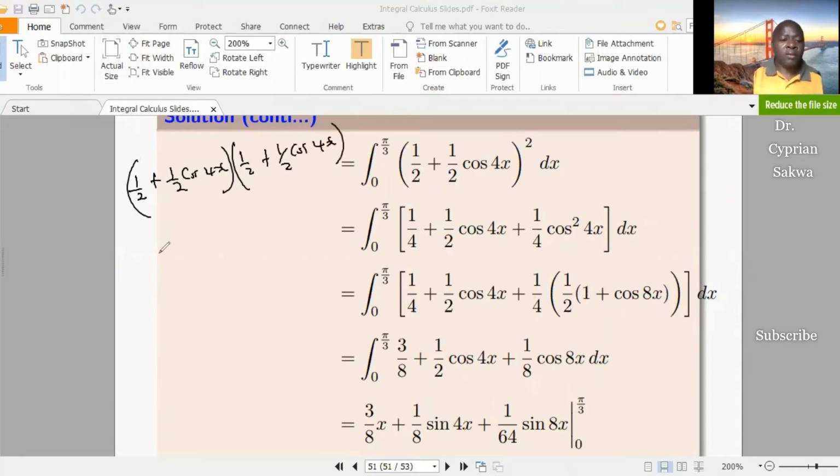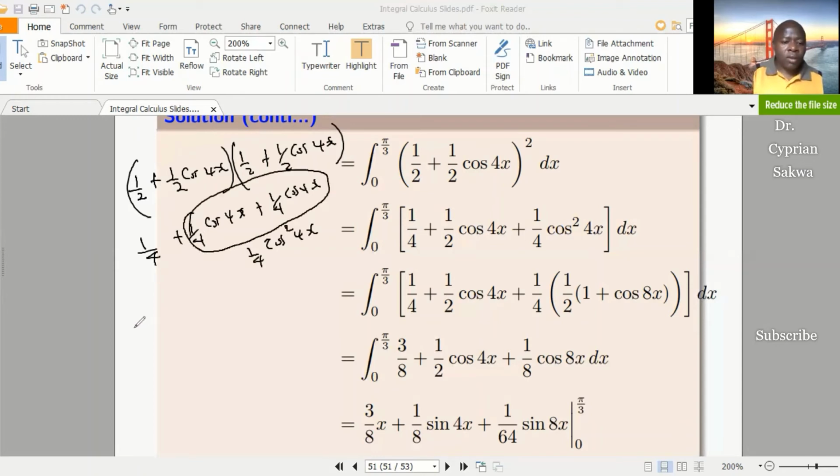So a half times a half will be a quarter. A half times a half will be a quarter again there. Cos 4x: this times that will be a quarter cos 4x. And this times that will be a quarter cos 4x. Then cos squared 4x. These two together. And so what we have will be a quarter plus a half cos 4x plus a quarter cos squared 4x. And that's what we have at this point: a quarter plus a half cos 4x plus a quarter cos squared 4x dx.